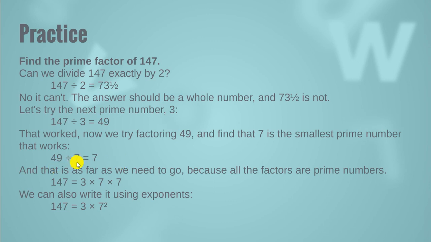When we divide 49 by 7, we get 7, and that is as far as we need to go, because all the factors are prime numbers. Here you can see that 3, 7 and 7 are all prime numbers, so we can also write them using exponents. 147 is equal to 3 multiplied by 7 squared. I hope you got this, not so difficult.